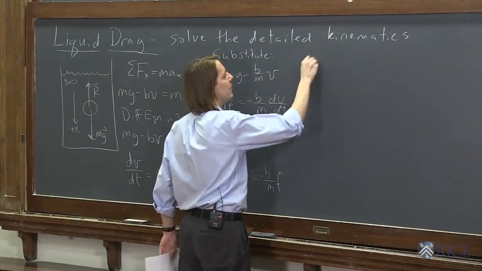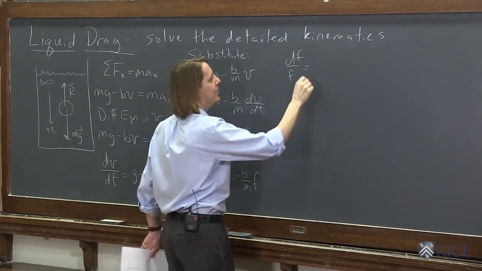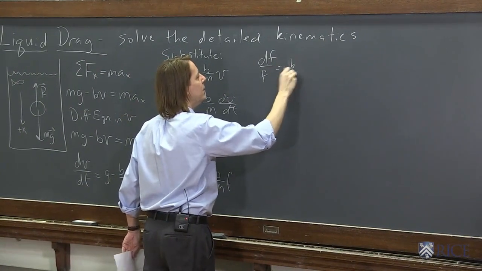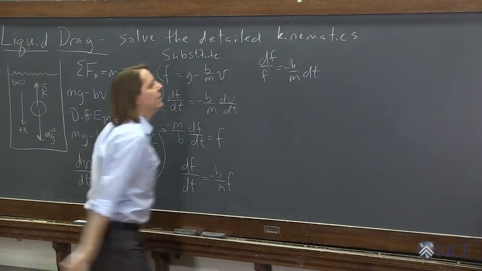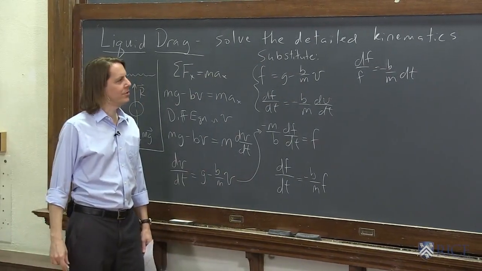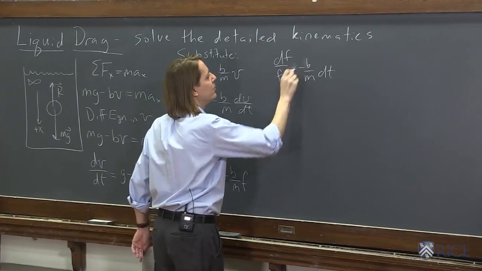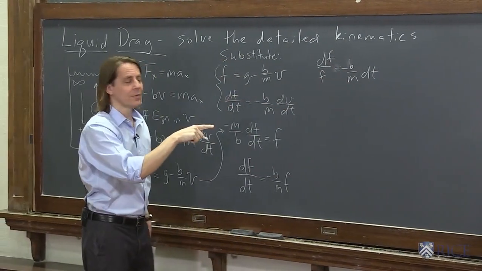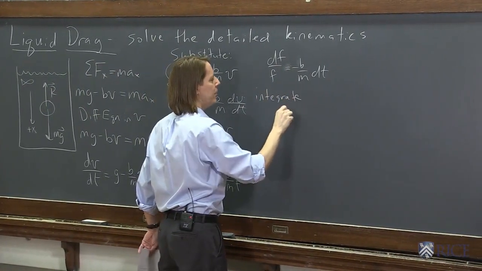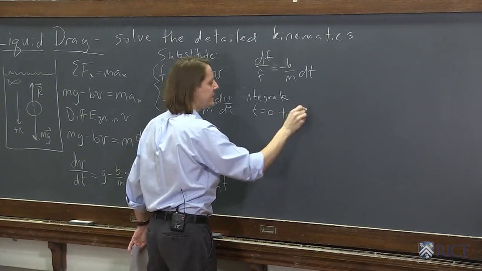So df over f equals minus b over m dt. Sometimes you can treat derivatives as though they are little algebraic expressions. Sometimes you can't. So what we're going to do now is integrate both sides of this. Right? So integrate from t equals 0 to t.